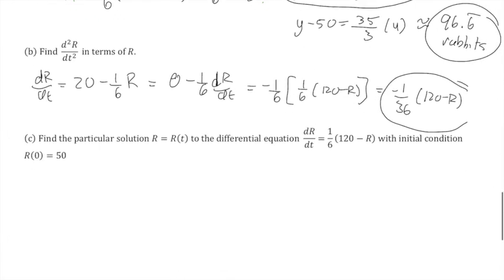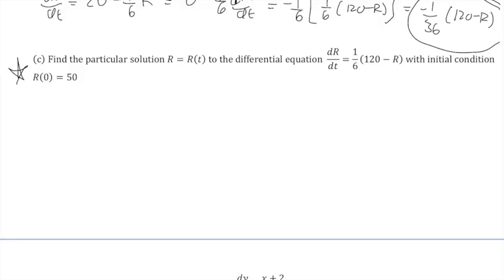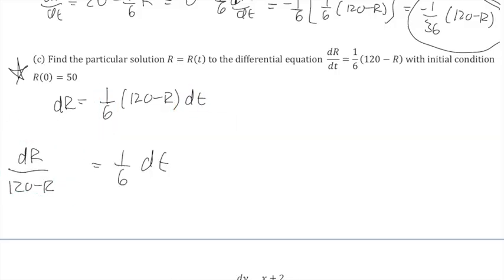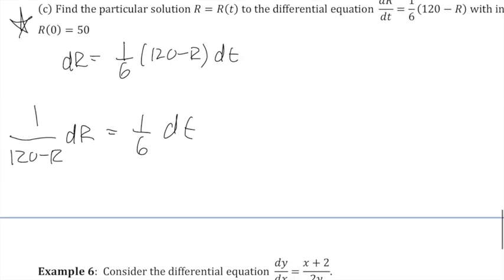Part C, find a particular solution to the differential equation with the initial condition of r of 0 at 50. Okay, so multiply dt to each side. And then I'm going to divide by 120 minus r. I'm going to leave the 1/6 over here for the dt. And let's actually write the dr outside and leave this as a 1. So now that my variables are isolated, I do need to integrate each side.